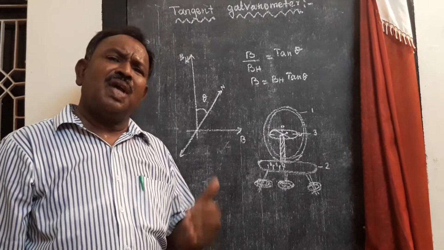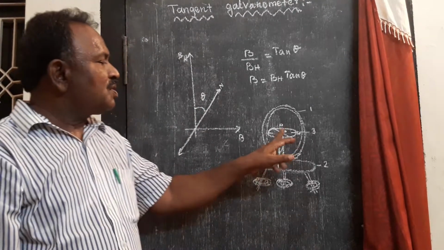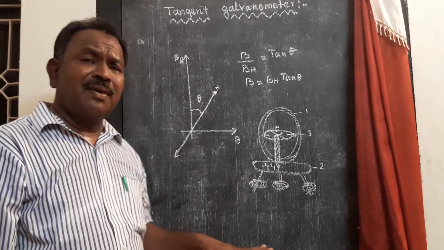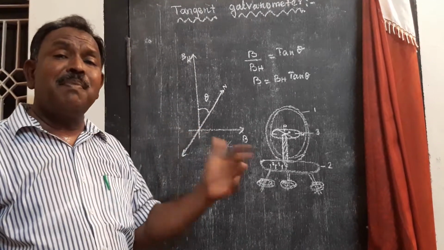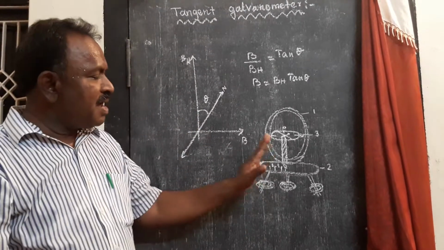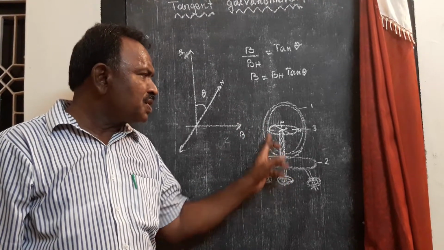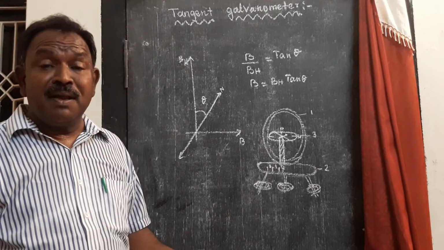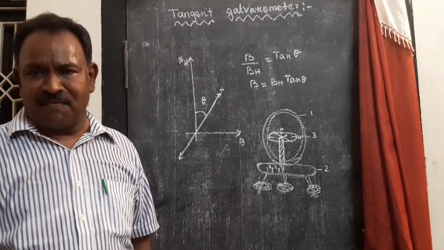Now we are going to see how this tangent galvanometer works. It works on the principle of the tangent law. In order to obey the tangent law, we need 2 magnetic fields acting perpendicular to each other. In a tangent galvanometer, one magnetic field is produced by passing current through the coil, and the other magnetic field is nothing but the horizontal component of Earth's magnetic field.